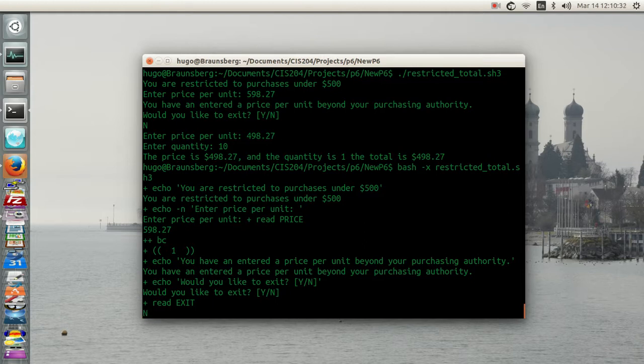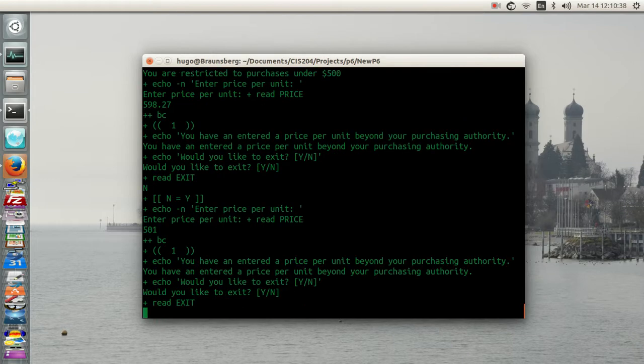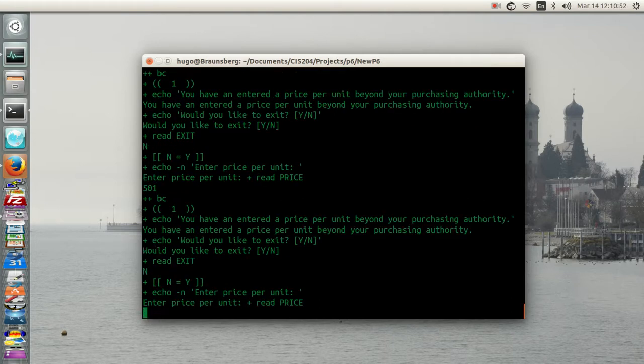So if I say no, I'll be asked to enter the price again. And if I say 501, it'll ask me again because I'm still within that while loop, while the price is greater than 500. So let me do a no again. Let me enter the $498.27. Let's see where we slip through.